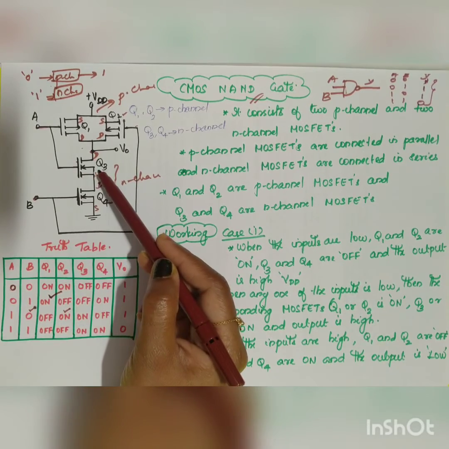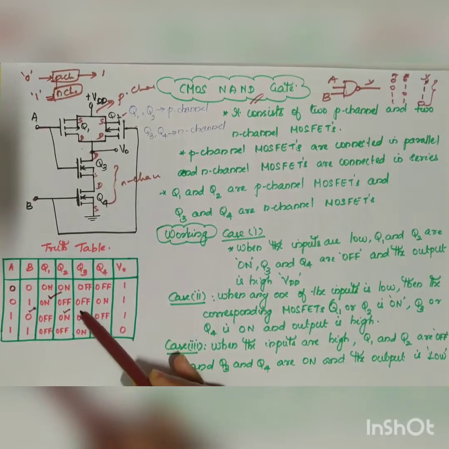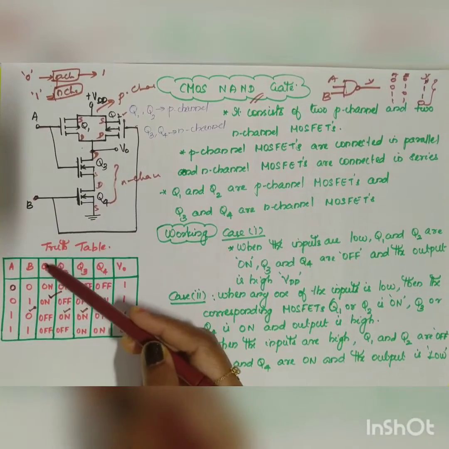A is equal to 1. So Q3 will be on. That is the reason why Q3 is on. So let us go one by one.